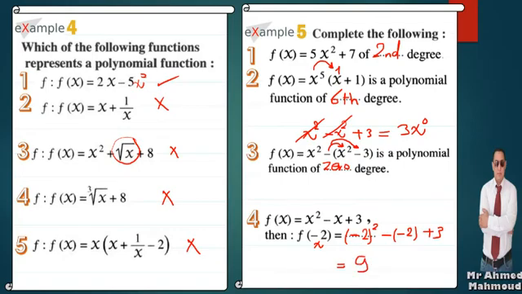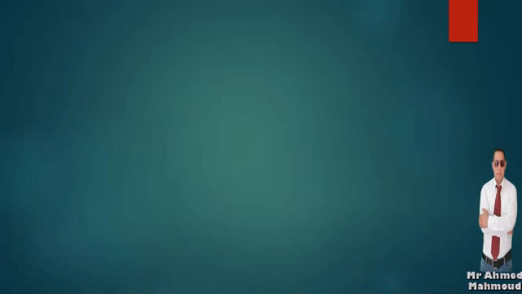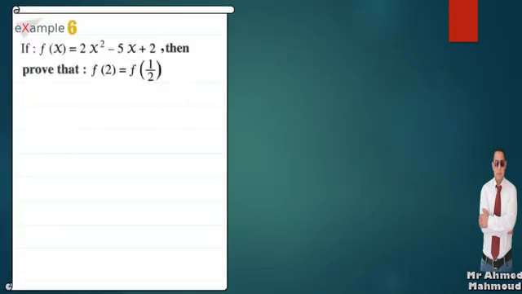Okay. The next example. Here we have example 6. F of x equal to x power 2 minus 5x plus 2. This is a polynomial function. Prove that f of 2 equal f of half. F of 2 means the function at x equal 2. And the f of half means the function at x equal half.